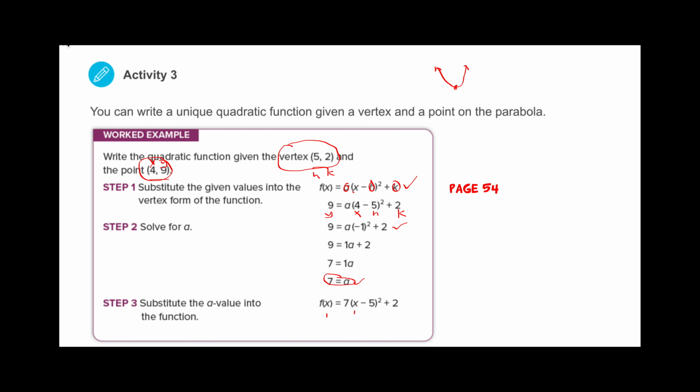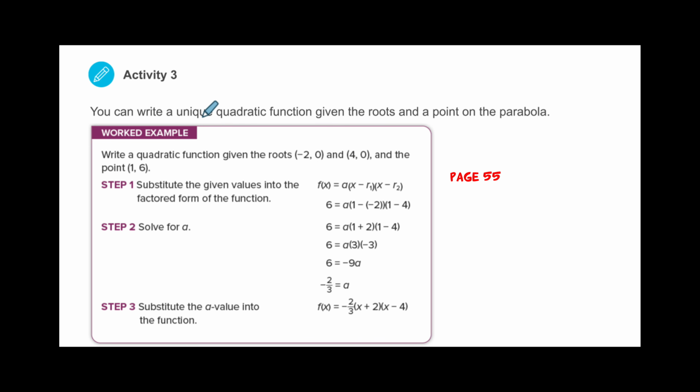Now, suppose they don't give you the vertex. This is the next worked example. We can use a different strategy. Write the quadratic function given the roots -2, 4, and the point 1, 6. I'm actually going to sketch this, not graph it. A sketch is like a quick graph.